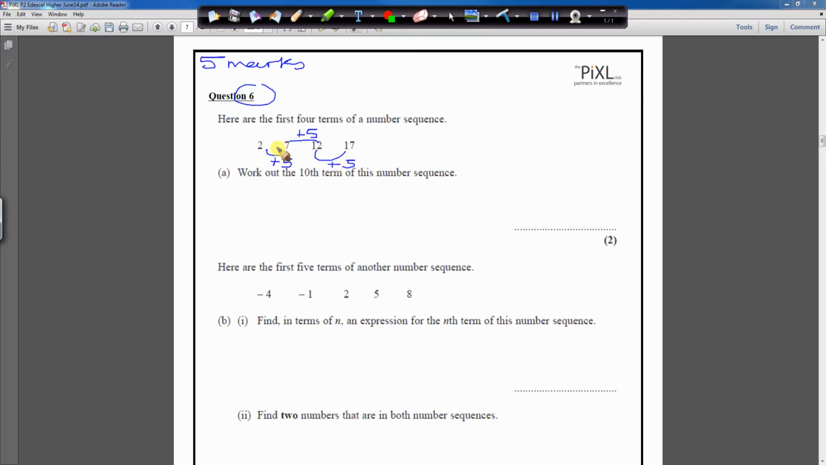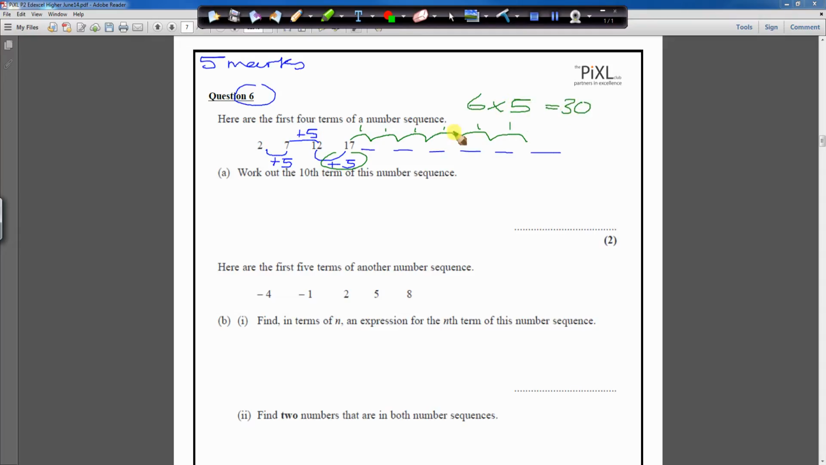Now, this is first, second, third, fourth term, 5th, 6th, 7th, 8th, 9th, 10th term. If you look at this in terms of gaps, we already added the difference here. We're going to add the difference again and again. So we're going to add the difference, which is 5, how many times? 1, 2, 3, 4, 5, 6 times. So we've got 6 lots of the difference. The difference is 5. 6 times 5 is 30.